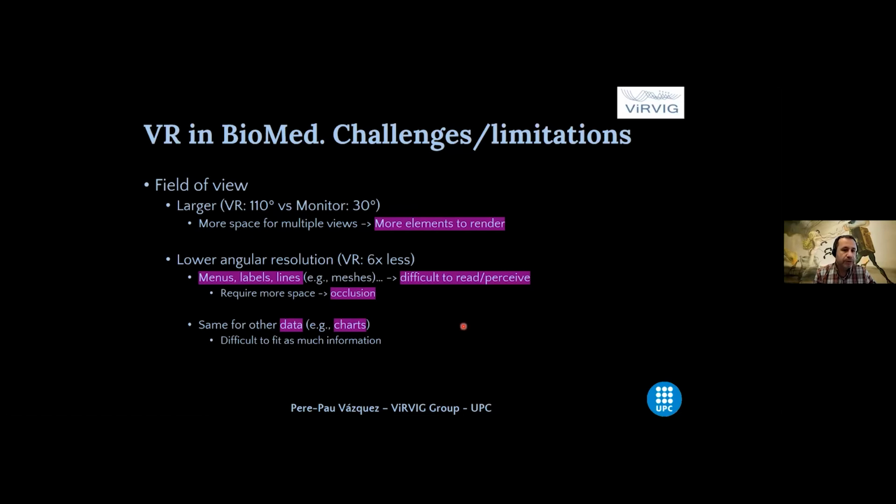Also, the field of view is kind of complicated because we have a larger field of view, which means that we need to render more elements. And also, as I was mentioning before, some of the elements that we would like to put, such as menus, labels, lines, charts, and so on, are difficult to fit because we need more space.